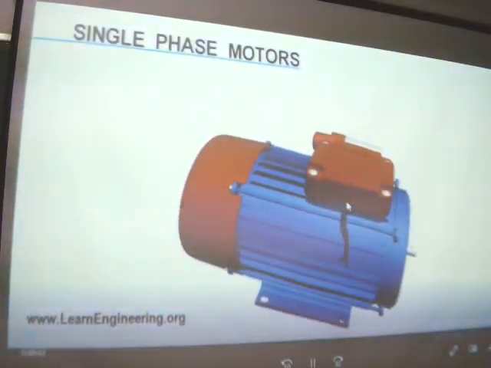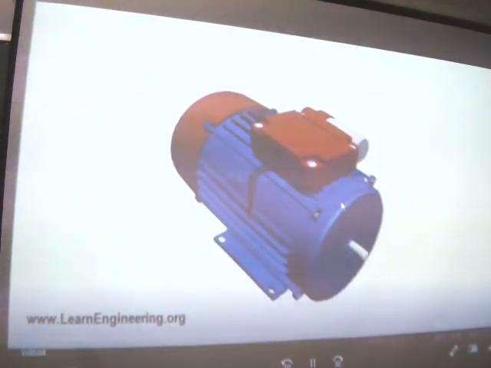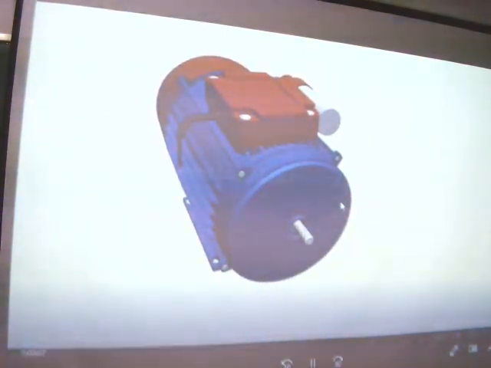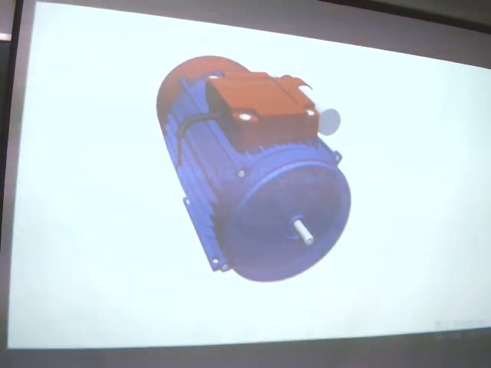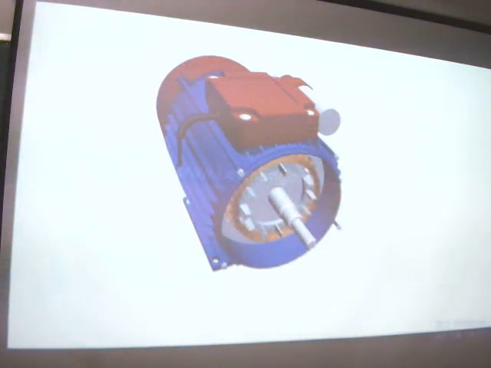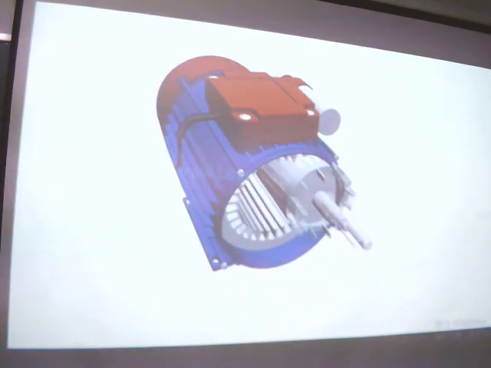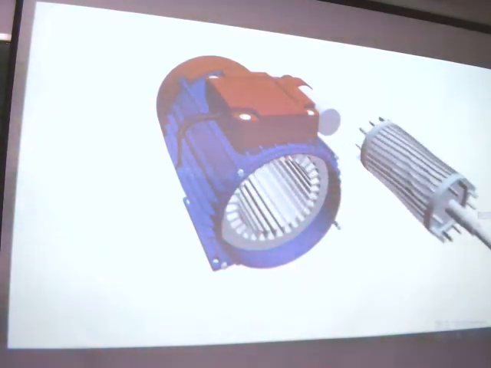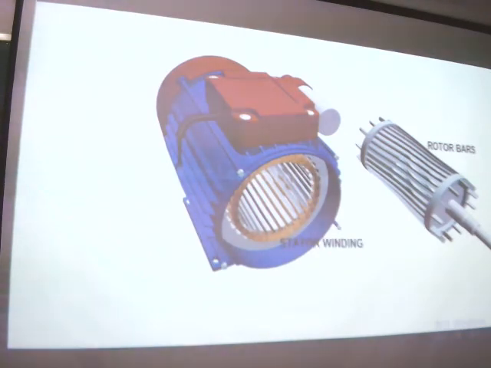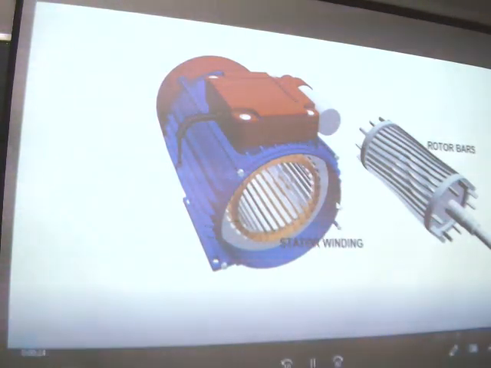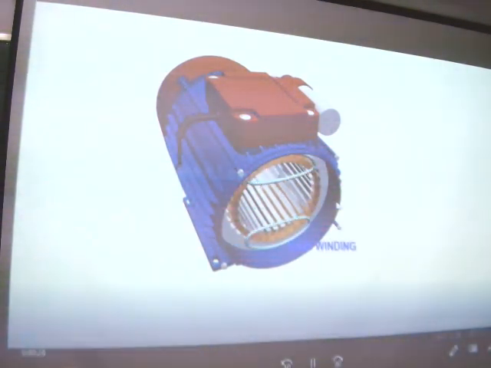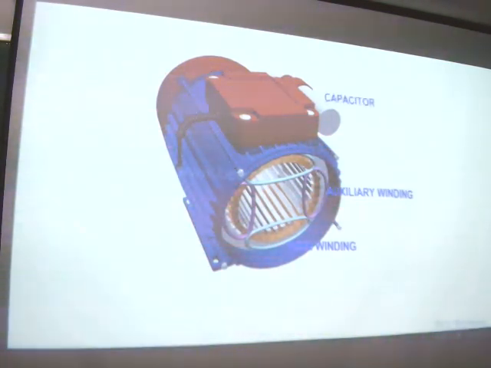Single-phase induction motors require just one power phase for their operation. They are found in domestic as well as industrial use. Main components of single-phase motors are as follows. A rotor, which is the rotating part. A stator winding, which is stationary. It has got two parts, one main winding and one auxiliary winding. Auxiliary winding is placed perpendicular to the main winding. A capacitor is connected in the auxiliary winding.